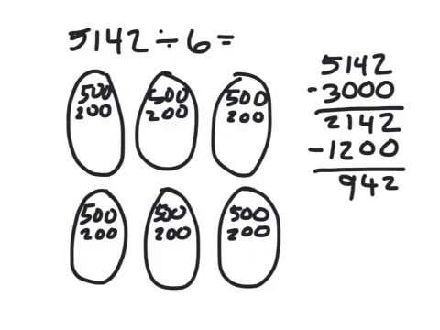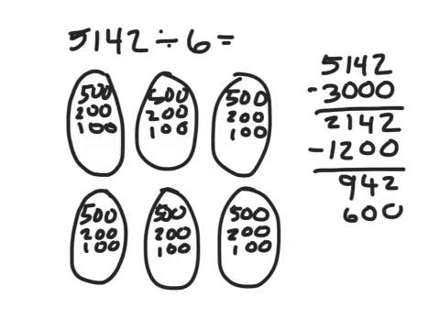Well, I think I can do another 100, so 100 into each group. How much was that altogether? 600. How much is left that still needs to be sorted into groups? 942 minus 600 is 342. I can't put 100 into each group anymore, so why don't I try 50?